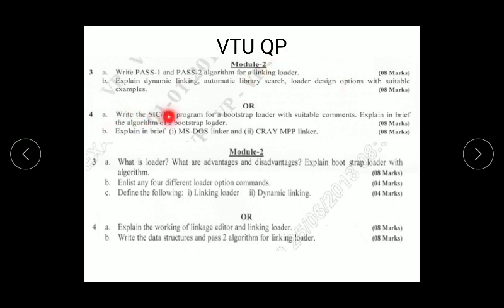Write a SIC/XE program for the bootstrap loader. We have discussed in the first video how to convert a given string into hexadecimal with the help of the bootstrap loader. 0 to 9, there is no change. Then 10 to 15 can be converted to A to F by subtracting 7 and comparing with the ASCII value of 0, that is 48, and that program with the comments you have to write. Then another question, MS-DOS linker and Cray MPP linker, that just now we have discussed.